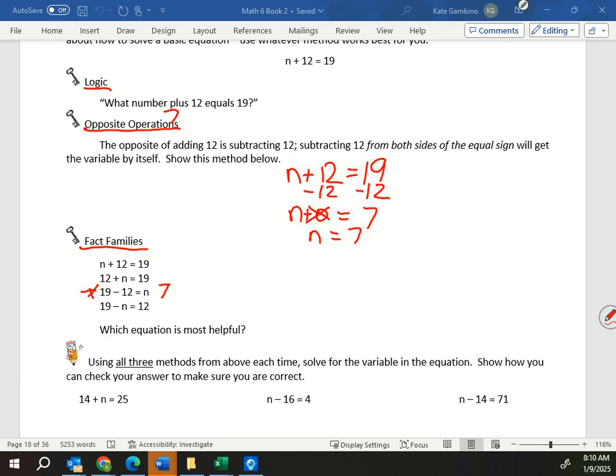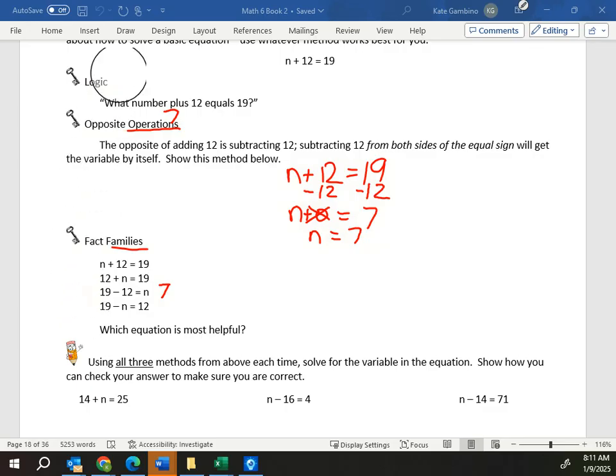So we can use that fact family, just switching it around to find our answer. We could use the logic, just asking the question, because I can do it with mental math, or we can work it out with those opposite operations. So those are our 3 ways that we are going to focus on today.